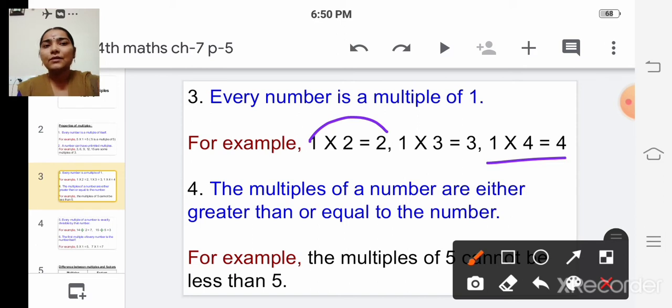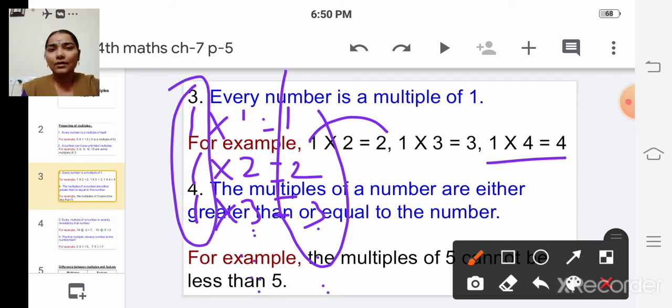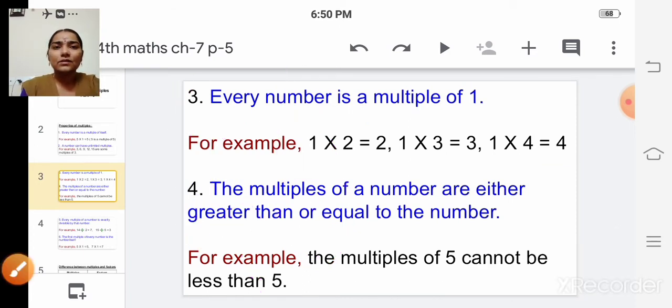Because if we multiply 1 with any number, 1 into 1 is 1, 1 into 2 is 2, 1 into 3 is 3, and so on, every number will come. So every number is a multiple of 1. Okay. So that is the third property.